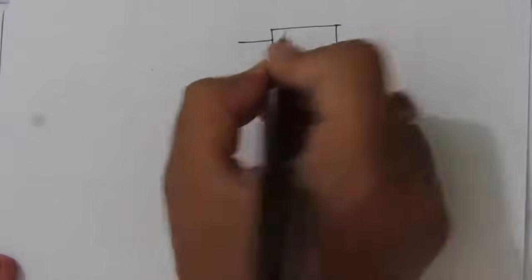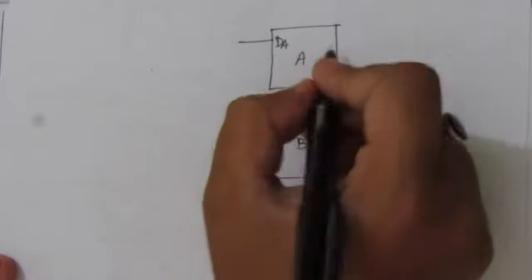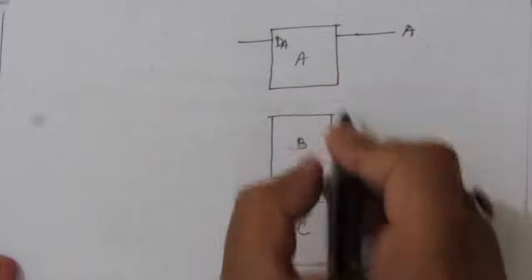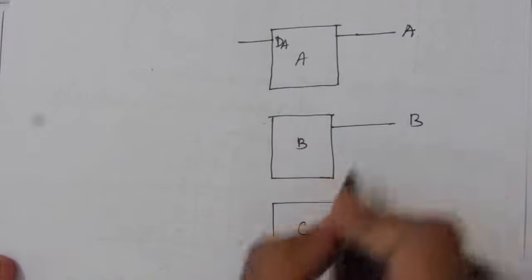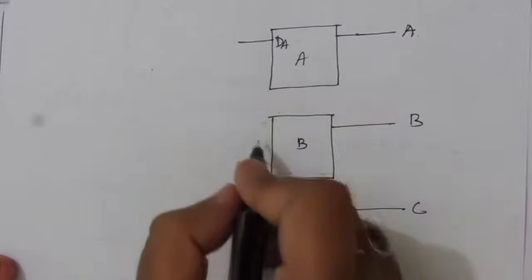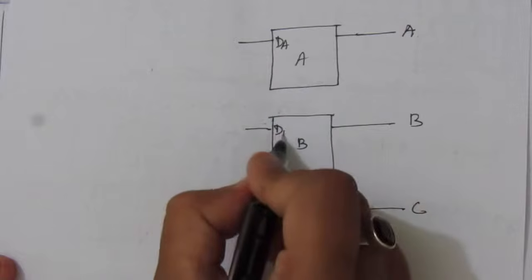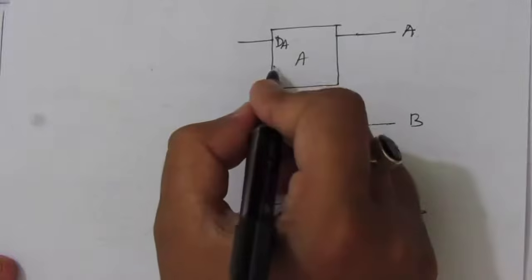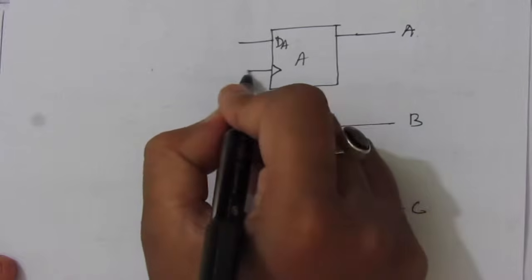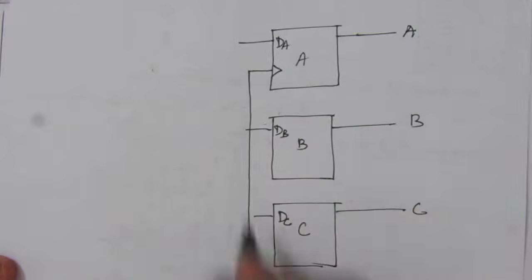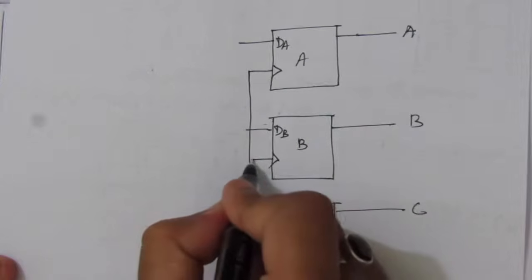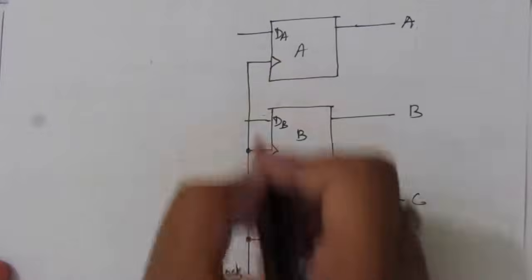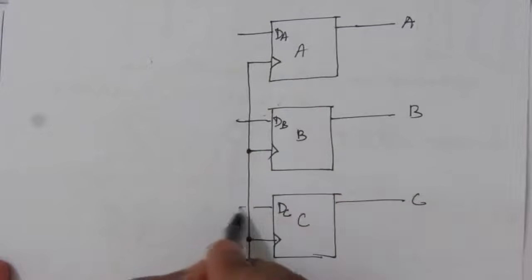The input will be, this one is DA because this is a D flip-flop, and here we'll have output A, this one is B, this one is C. So input will be DB, this is DC. Now we have to give clock pulse to each of these circuits. So here also we'll have clock. These are the three inputs we have to connect now.